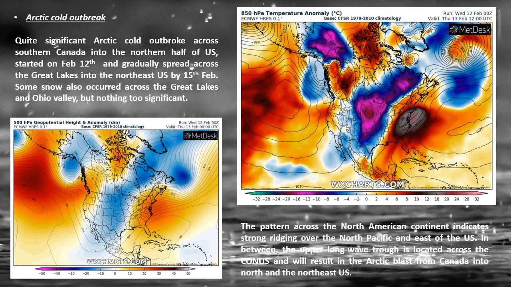The pattern across the North American continent indicates strong bridging of the North Pacific and east of the US. You can see the temperatures over here and the temperature over here. There's a very high temperature difference between them. Also, widespread snowfall was reported over these regions, and the temperatures were very low on these particular days.